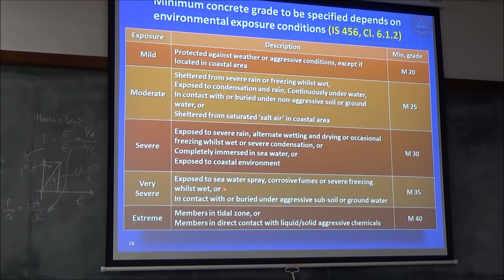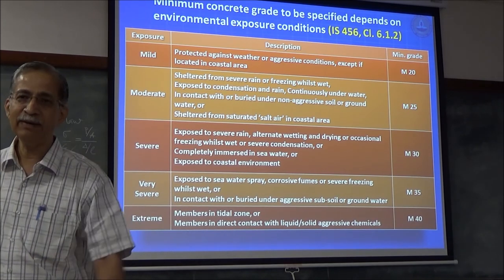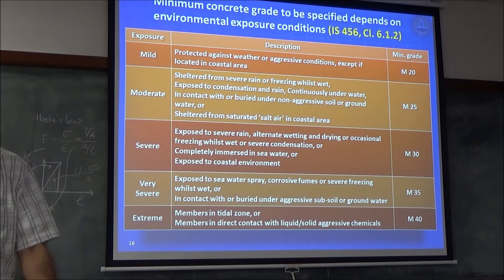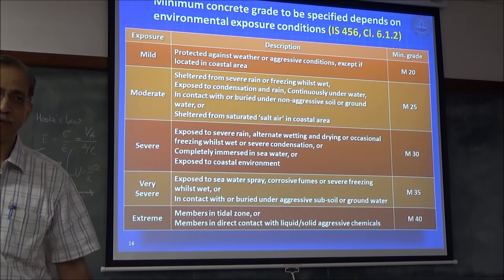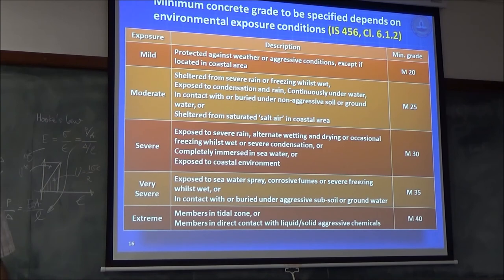Very severe: exposed to sea water spray, corrosive fumes or severe freezing while wet, or in contact with or buried under aggressive subsoil or groundwater, M35, and members in the tidal zone. Tidal zone means the worst thing that you can have: alternate wetting and drying in saline conditions. Members in direct contact, so you will find the worst damages take place when you have these jetties and piers, they are constantly exposed. And you know, the salt spray is another load on the surface. With time, all these increase as you demand more and more durability.